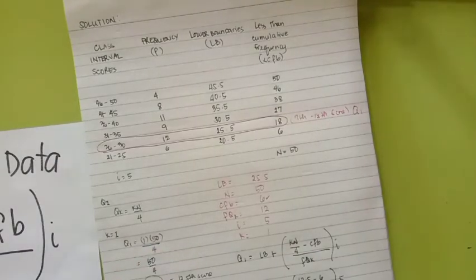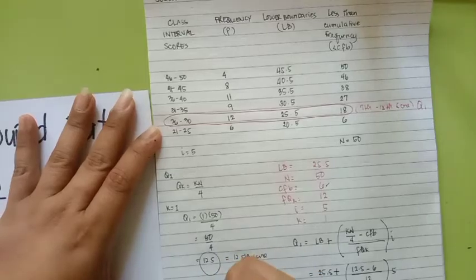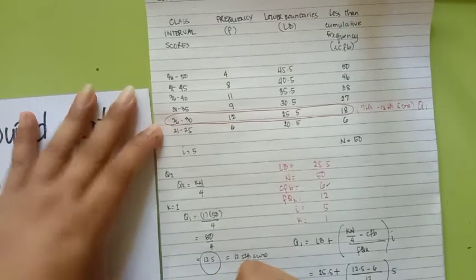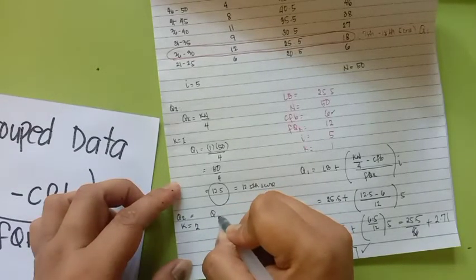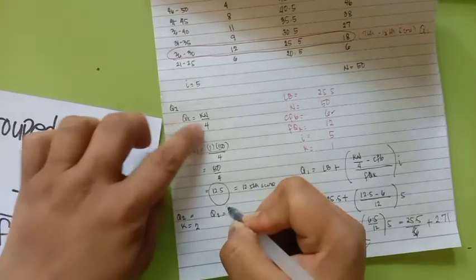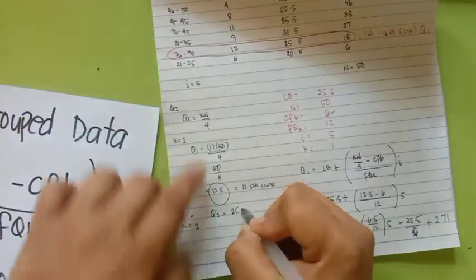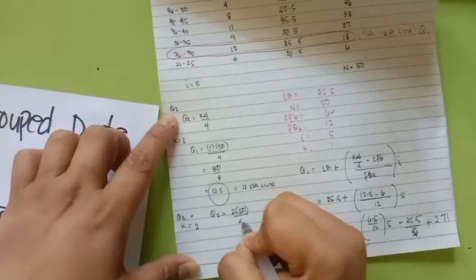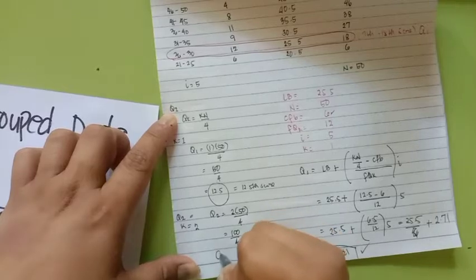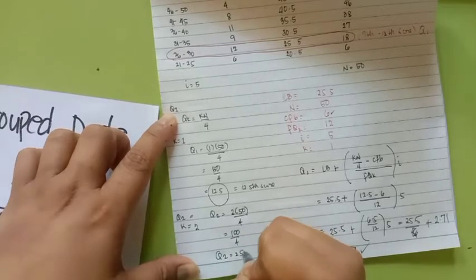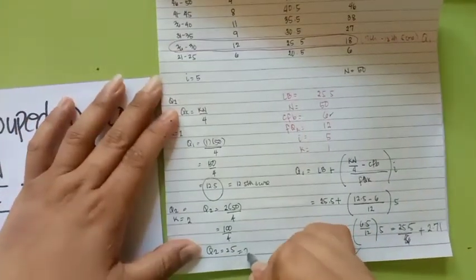So, for quartile 2 naman, Q2, so, ang K natin dito ay 2. So, for quartile 2, ang gagamitin pa rin natin is Kn over 4, di ba? So, ang K natin ay 2 times ang N natin ay 50 over 4. So, 2 times 50, 100 divided by 4. So, ang Q2 natin ay 25. So, kung ang Q2 natin ay 25, so this is the 25th score.